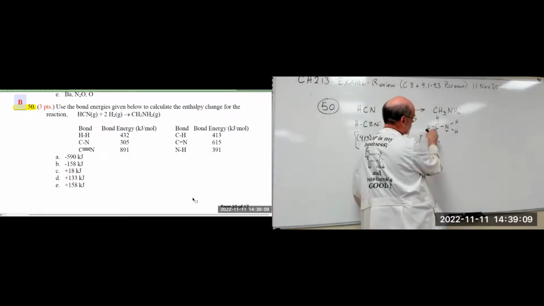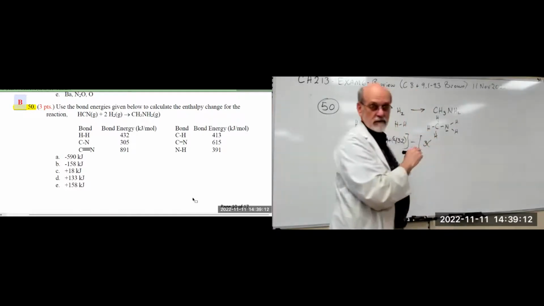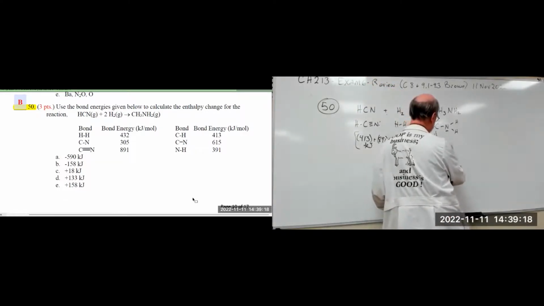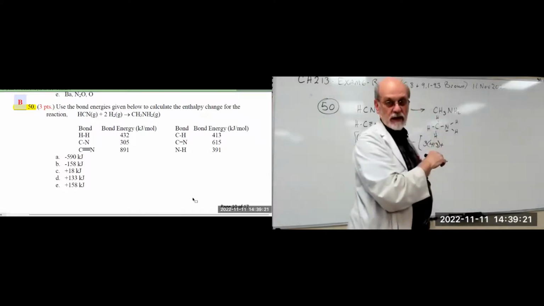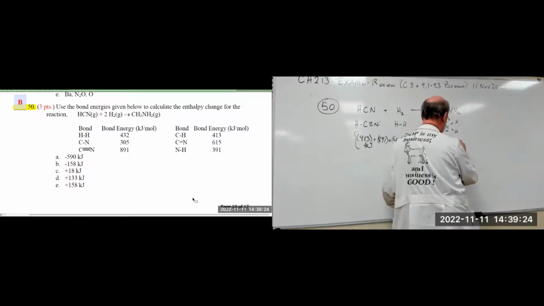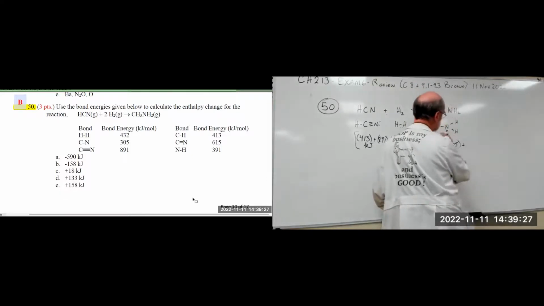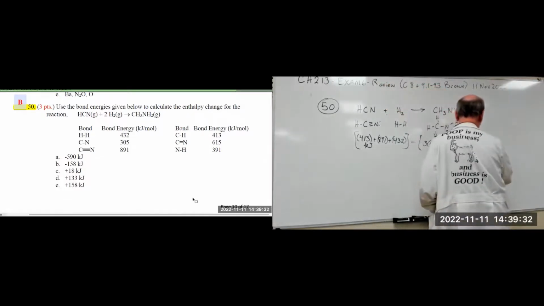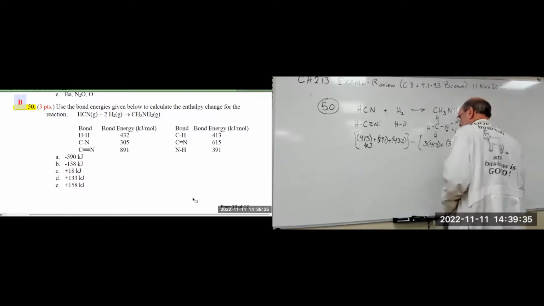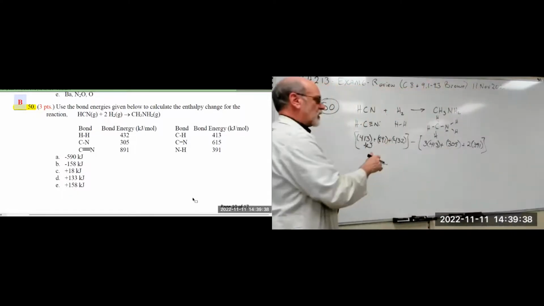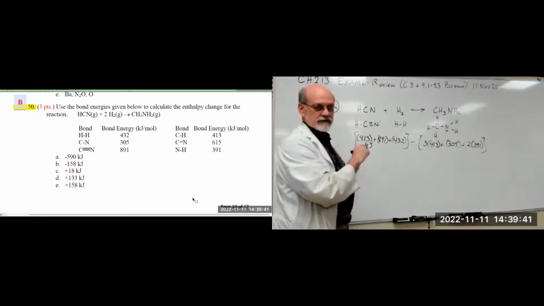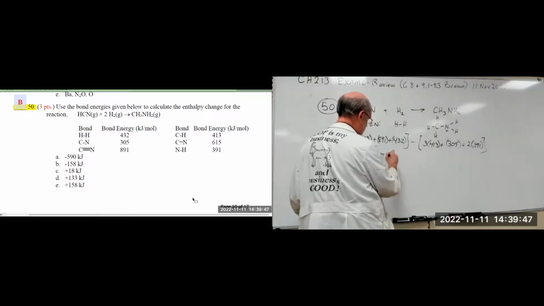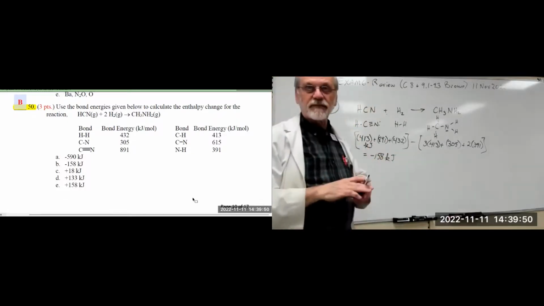Okay. Then we subtract the total of these bonds. So we have 3 carbon-hydrogen bonds, 413 each. And then we have a carbon-nitrogen single bond, 305. And then we have 2 nitrogen-hydrogen bonds, 391. Okay? That's the thinking part. The rest is crunching numbers. And if we crunch the numbers correctly, we should end up with minus 158 kilojoules. Okay?